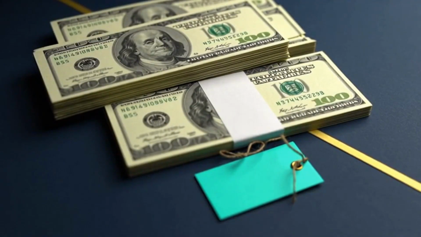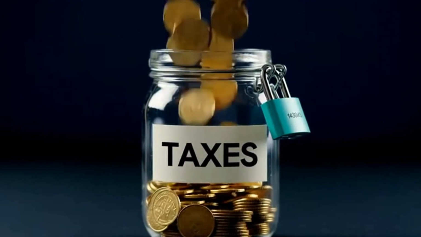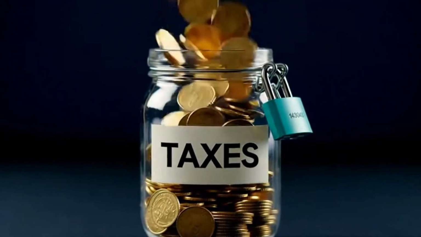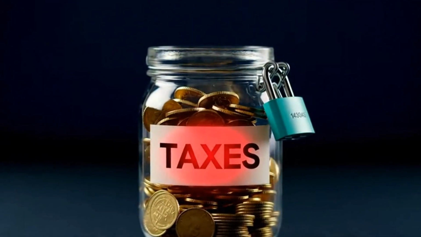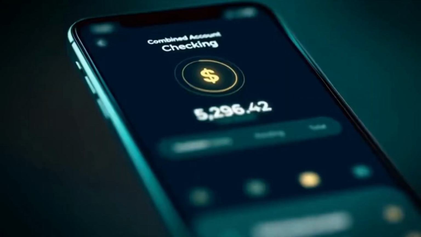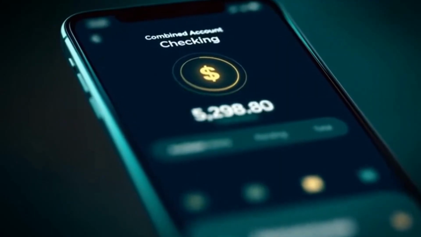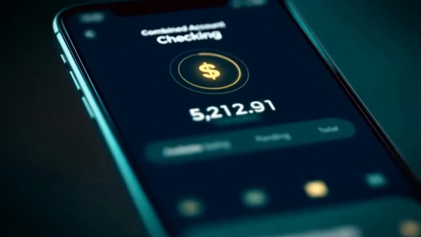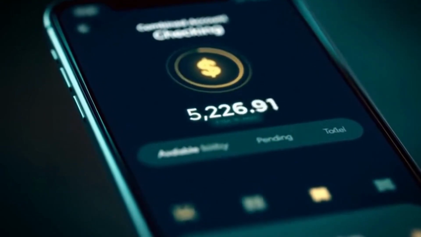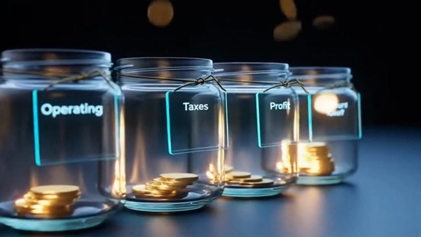Without a clean setup, you will: 1. Lose track of what's actually yours to spend, 2. Undersave for taxes, 3. Panic when cash gets tight, and 4. End up paying stupid taxes, late fees, overdrafts, interest, and penalties that didn't need to exist. The good news? You don't need fancy software. You need separation, rules, and a simple weekly rhythm.